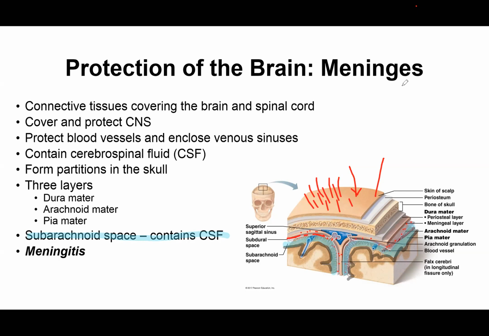And so I bring up the point here of meningitis. Now that you know what the meninges are, meningitis just refers to an infection within the meninges. And as you can imagine, any kind of infection could lead to the brain itself being affected by whatever is causing the meningitis, whether it be bacterial meningitis, viral meningitis, or so on.